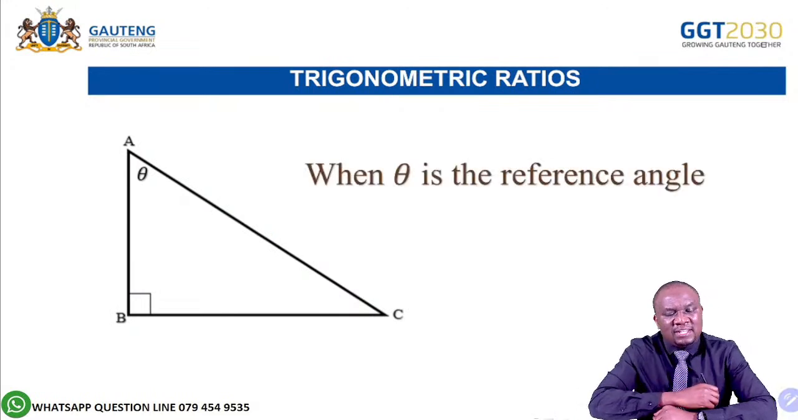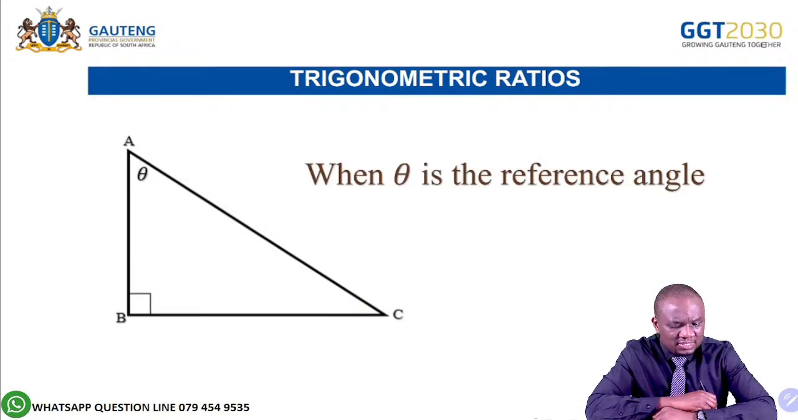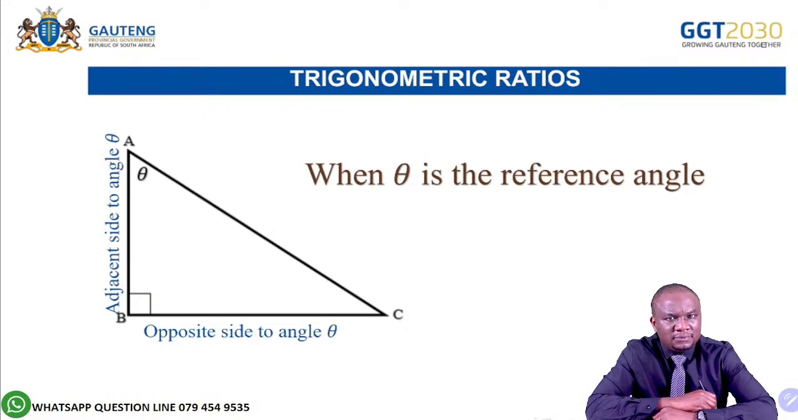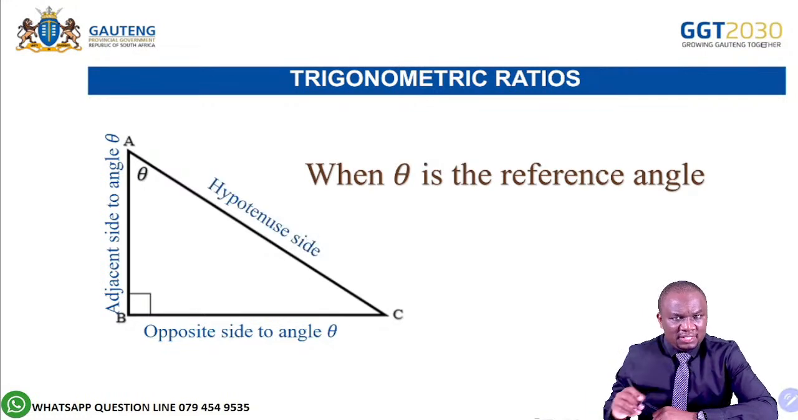So when theta is the reference angle, which side is opposite angle theta? BC, you see that? BC is opposite angle theta. Which side is adjacent to angle theta? AB is adjacent to angle theta. And then which side is the hypotenuse? AC is the hypotenuse. Okay? Let's have our 1 minute and you write short notes. You don't need to write everything like we have it on the slides. Just write your short notes the way you understand it. Okay? 1 minute.